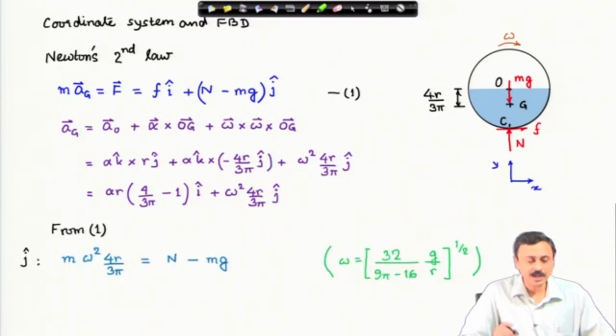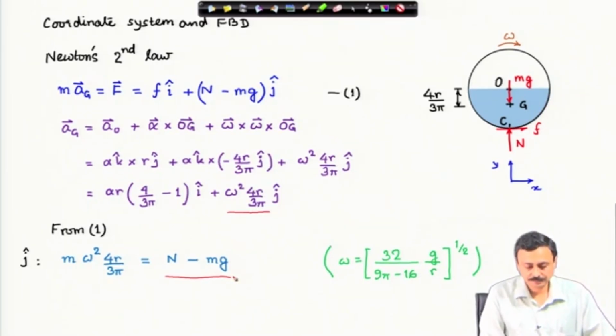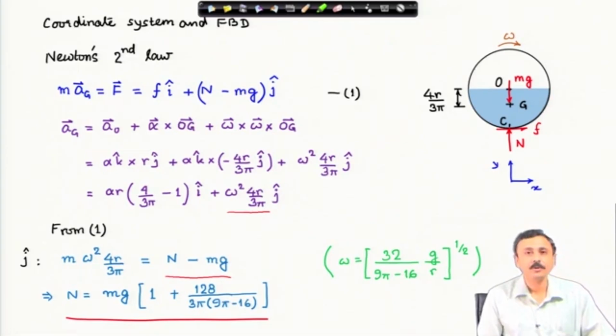If I look at the j component equation, now I substitute this acceleration of point G, the center of mass, in the first equation, Newton's second law for G, and look at the j cap equation. Mass times the acceleration is equal to the force in the j cap direction, and we have found omega from our previous step, and from here I can find out the normal reaction. Everything is known, normal reaction can be determined.